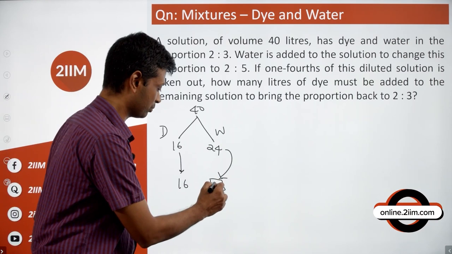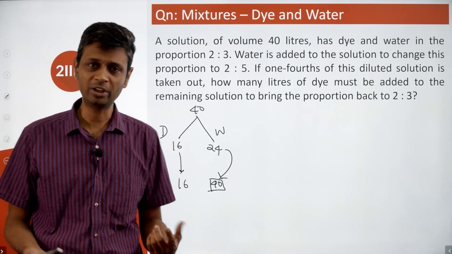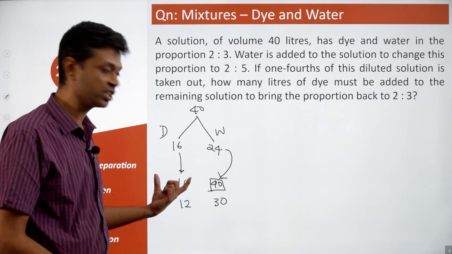Lovely. If 1/4 of this diluted solution is taken out, 1/4 of the overall solution is taken out. That means 1/4 of this will get taken out, 1/4 of this will get taken out. 1/4 of 40 is 10. 1/4 of 16 is 4. That gets taken out. So finally, we'll have 30 liters in total, 12 liters of dye and 30 liters of water.